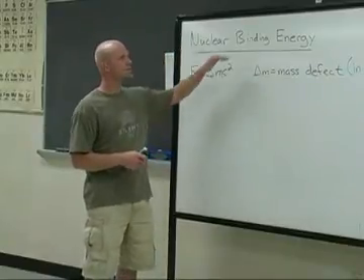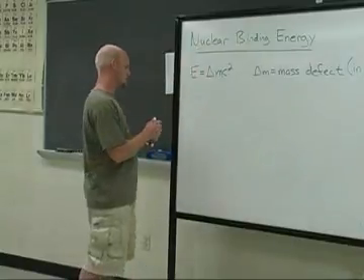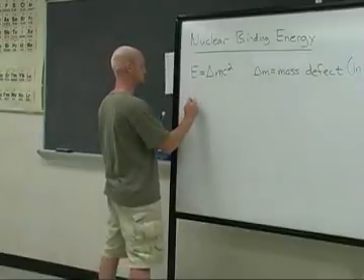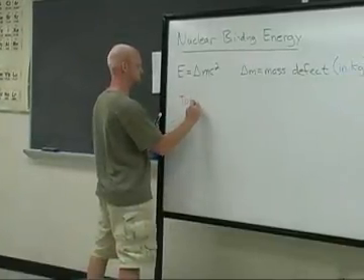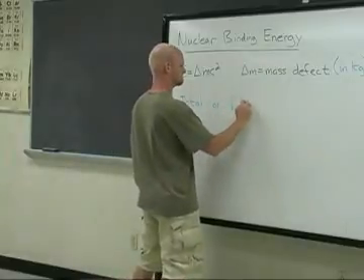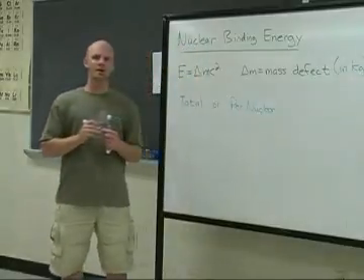This nuclear binding energy can typically be expressed in one of a couple of different ways. We can look at this nuclear binding energy, we can look at the total, or we can look at it on a per nucleon basis.